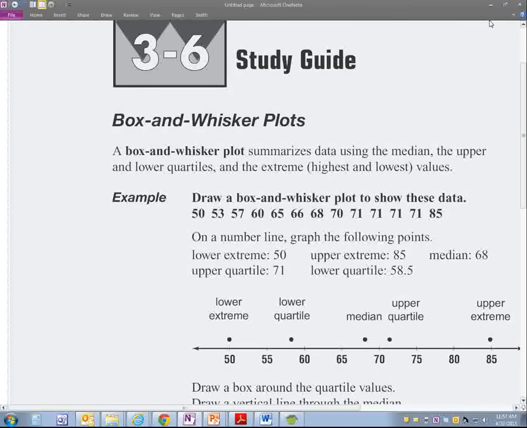So let's do this 3-6 study guide together so we remember how we do this, and there's no confusion when we do the classwork, because I'm not going to give you guys homework during park testing, but we are going to be still doing classwork. So, box and whisker plots.